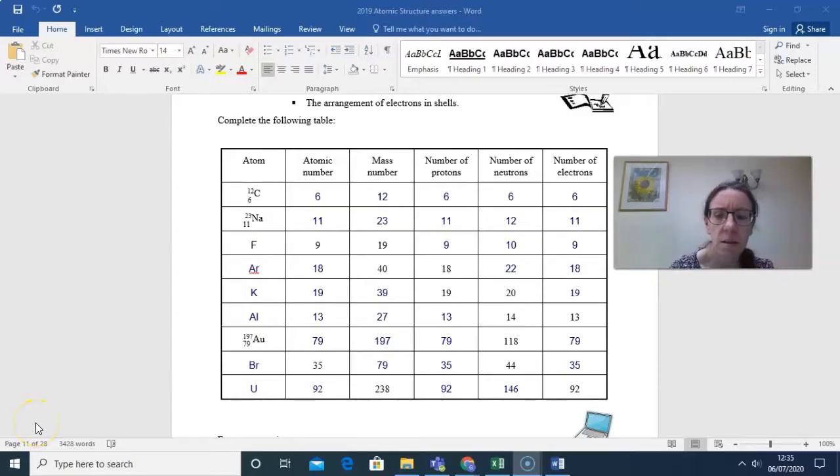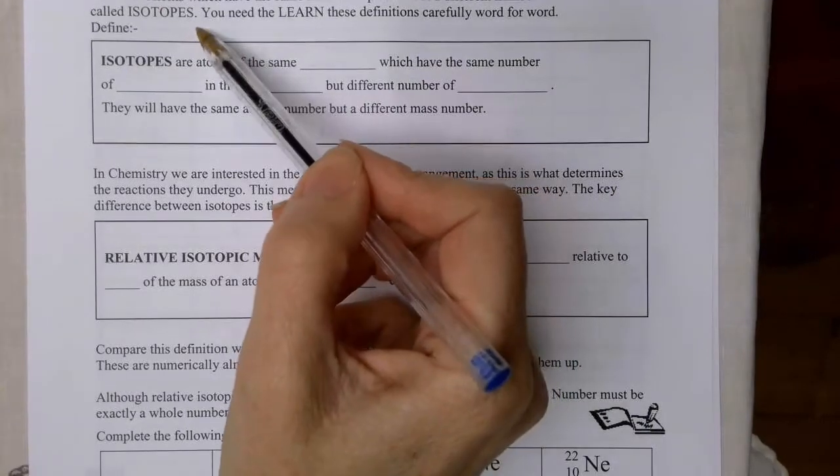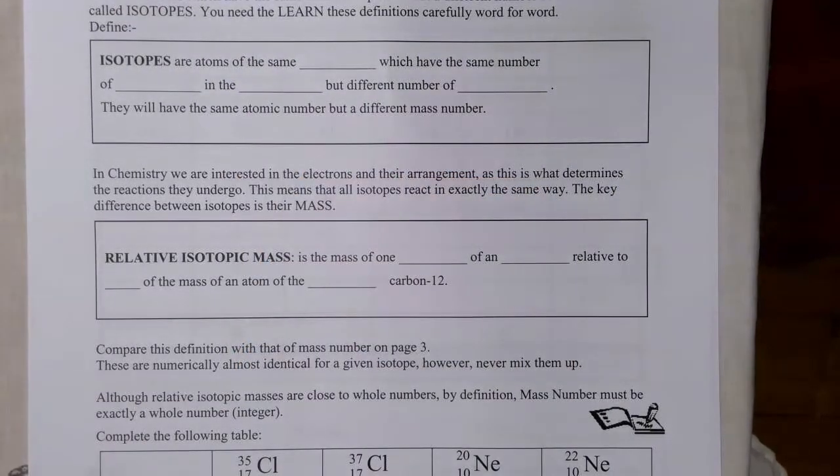Okay, so there you can see the completed table of all the elements, all the atoms. Do notice these are all single atoms, and they are all actually also single isotopes. So this introduces us to a very important concept, isotopes. Now hopefully you've come across these at GCSE, but just to remind you of them.